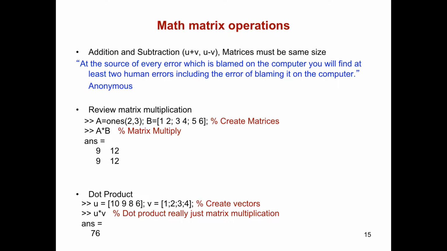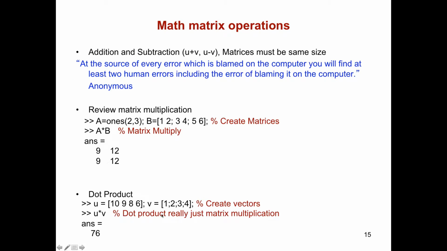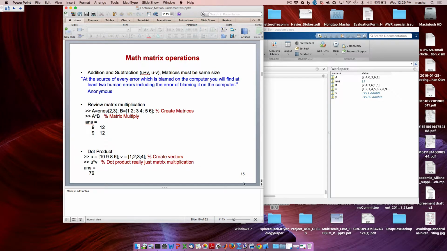Okay. Dot product is another one that we can do. So type in these two vectors u and v. And u times v, if your vectors are in the correct sizes and forms, u times v is actually going to give you a dot product. So give it a try with these u's and v's.